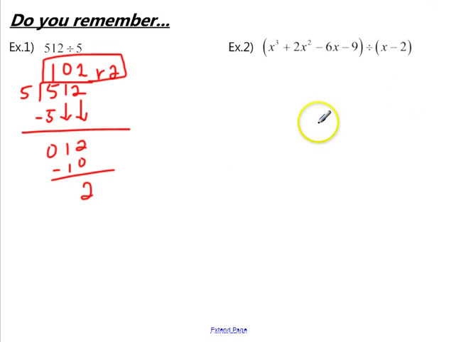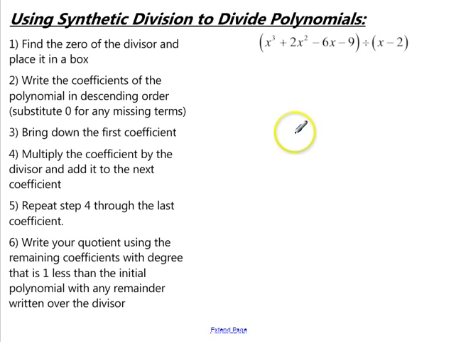So what happens if I ask you to take a polynomial and divide it by a binomial? It's going to be a little more complicated than dividing numbers, so I'm going to teach you a method called synthetic division to divide those. In using synthetic division to divide polynomials, our first step is to find the 0 of the divisor and place it in a box.